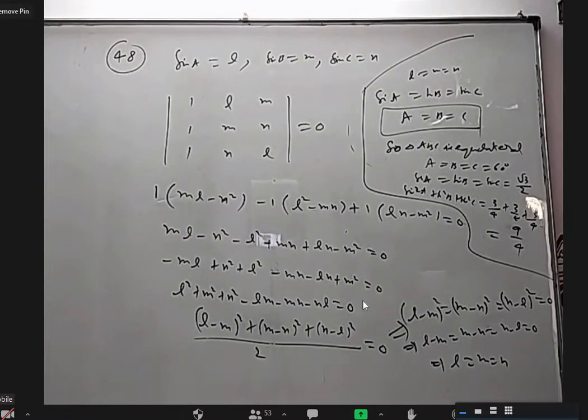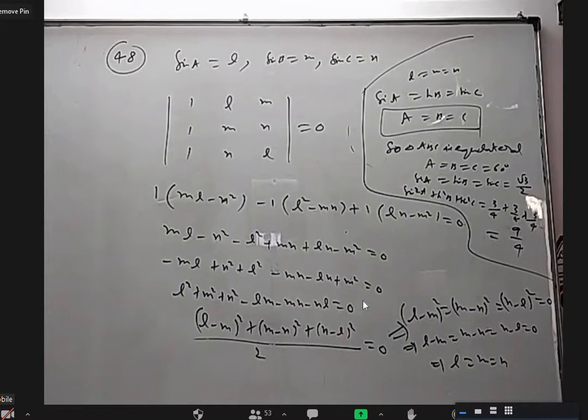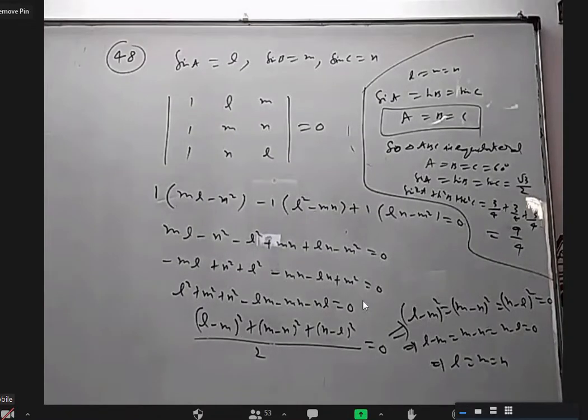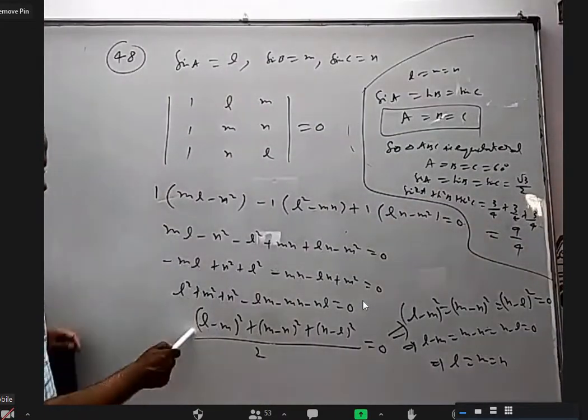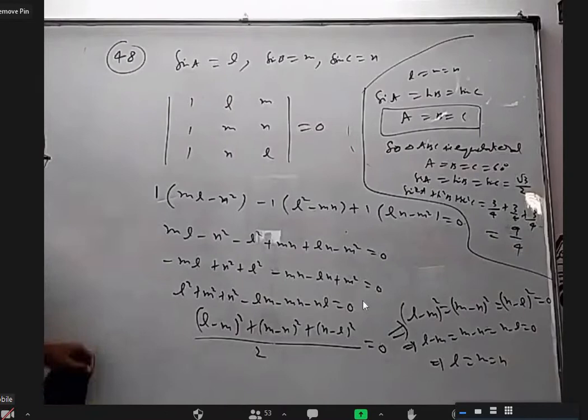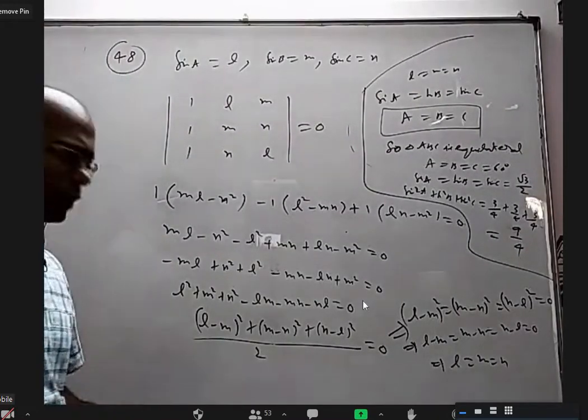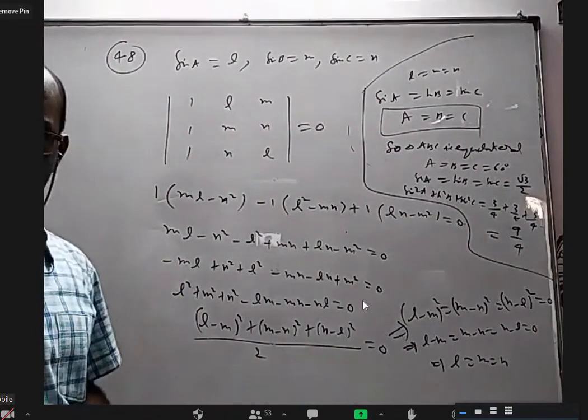Whoever has doubt about 48, is it clear? Yes, sir. Yes, please, sir, can you explain that step, sir? L minus M whole square, sir. Sir, that one. How did you get it? From here to here, right? Yes, sir. Okay. Nishid, you are there in our regular classes, right?